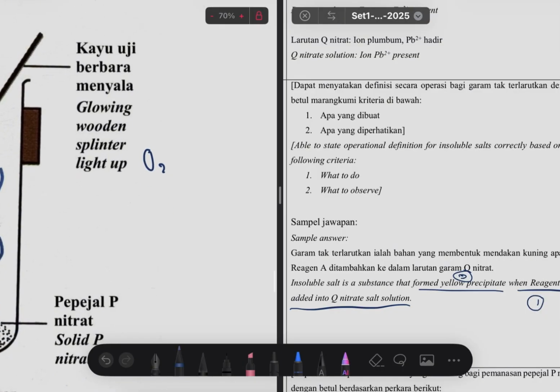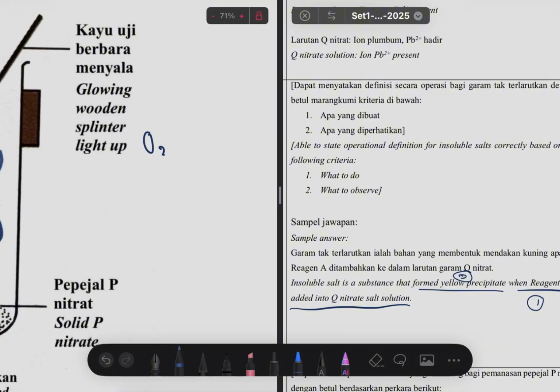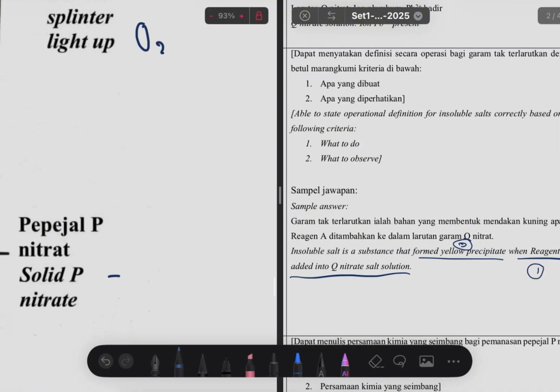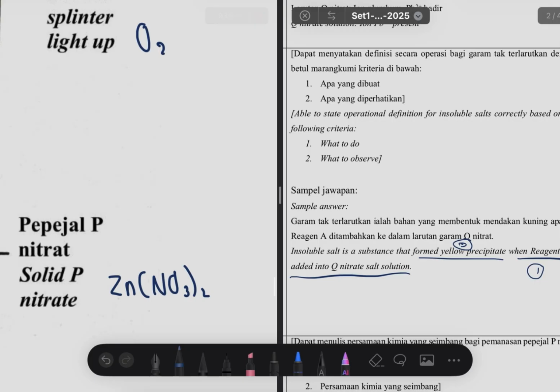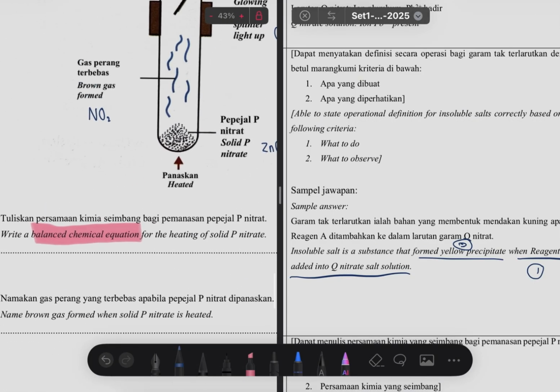This is O2. So the only type of cation test where there's two gases formed is nitrate salt. And it already mentioned solid P nitrate. So we already know this is Zn(NO3)2. So there should be no problem in writing a balanced chemical equation, which is, again, you have to memorize the cation test for the heating of solid P nitrate.